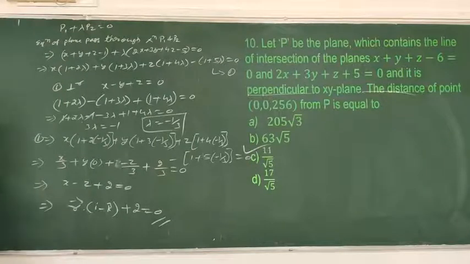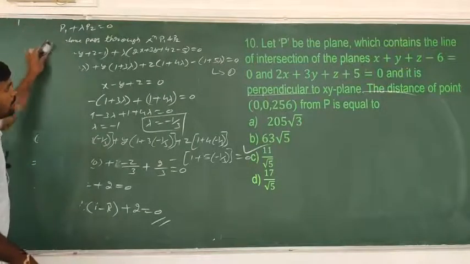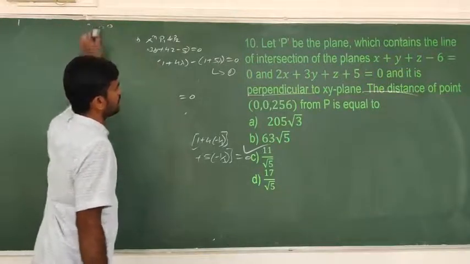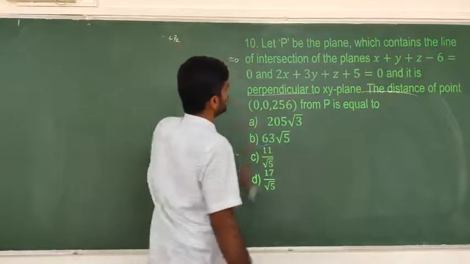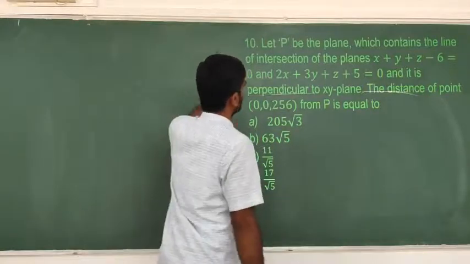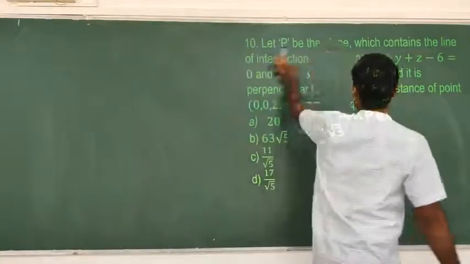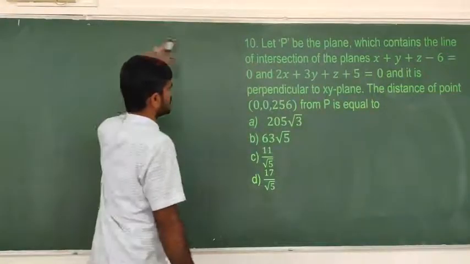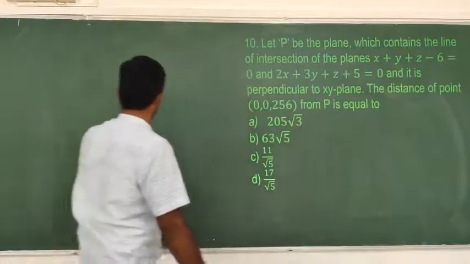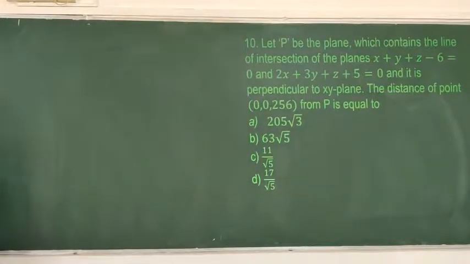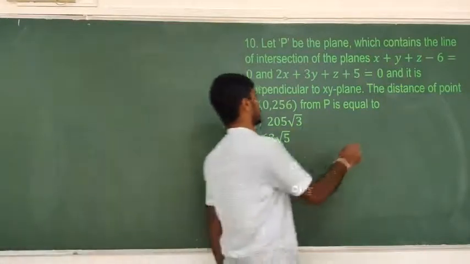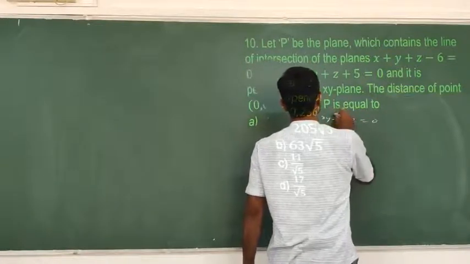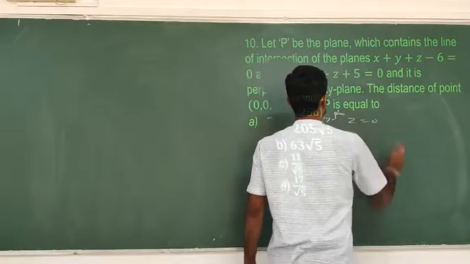Problem number 10. Let P be the plane which contains the line of intersection of the planes x plus y plus z minus 6 is equal to 0, and 2x plus 3y plus z plus 5 is equal to 0, and which is perpendicular to xy plane. So perpendicular to xy plane, then equation of plane is z is equal to 0.